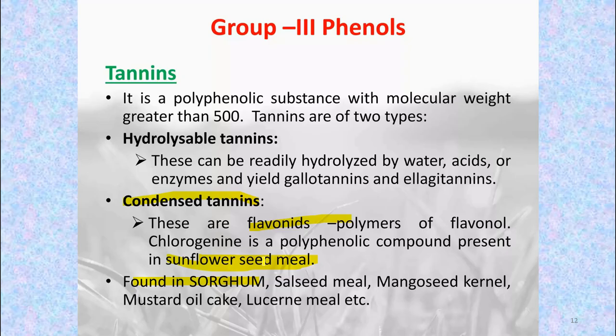Then sal seed meal is another thing. Then mango seed kernel, which can also be used as an alternative source of feed. Whereas mustard oil is being wasted. The mustard oil cake is usually not palatable to the cattle. Hence, many times we need to force the cattle to eat the linseed meal or mustard cake. And another thing is lucerne meal, which is also produced by the nutritionists.